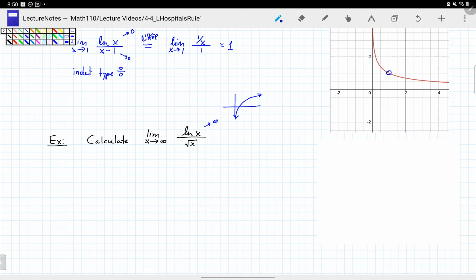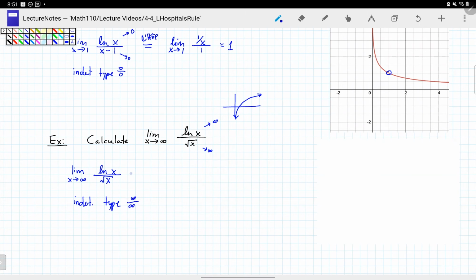So the larger x gets, the larger the natural log of x gets, and it grows without bound. And also square root, if you put in larger and larger values of x, the square root also grows without bound. So this also goes to infinity. So this is our first one so far where we have an indeterminate form of type infinity over infinity.